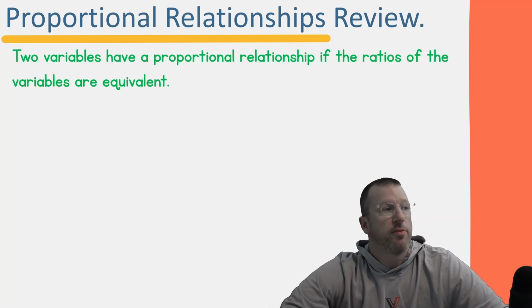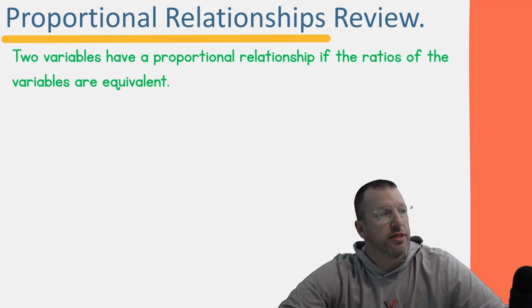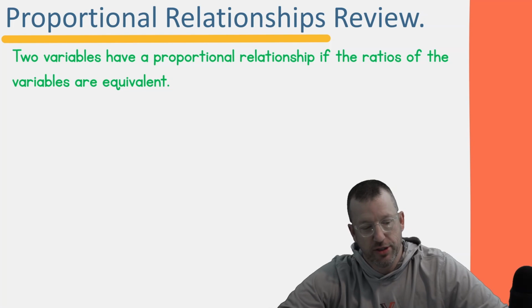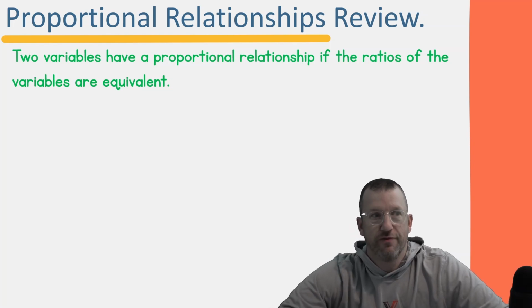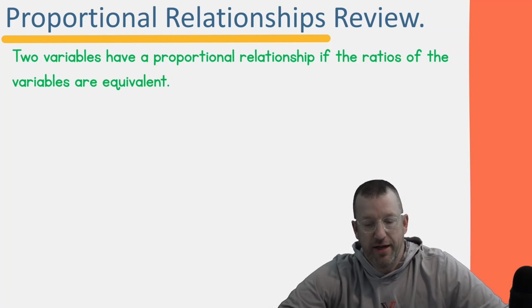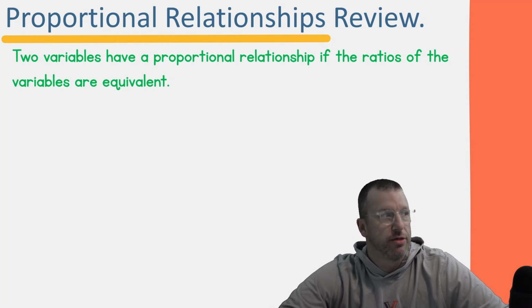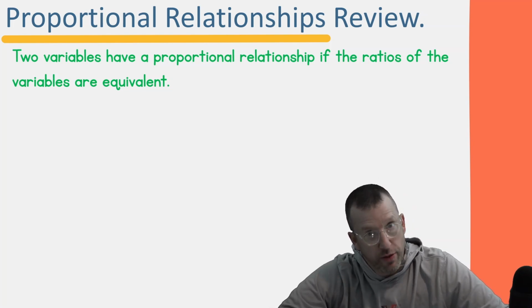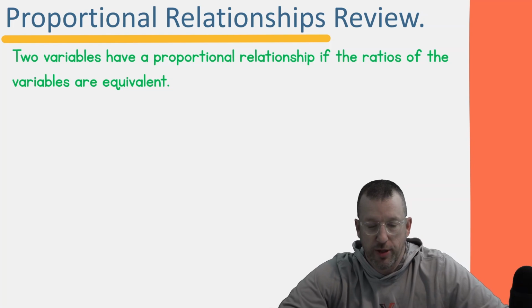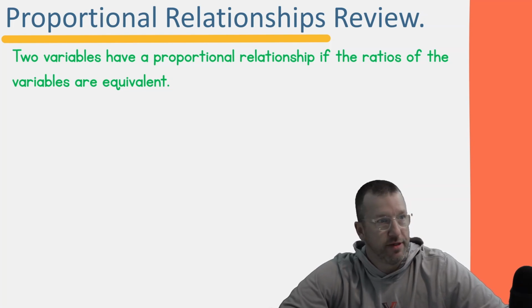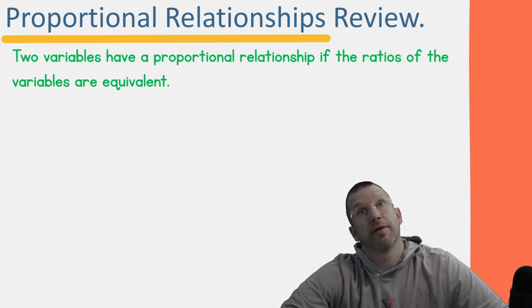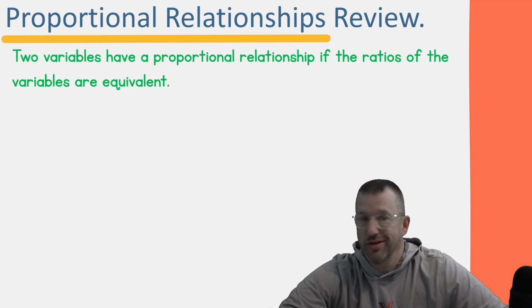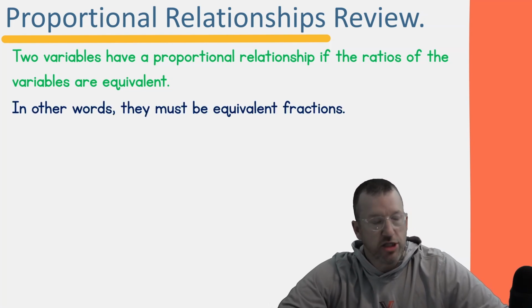So in order for a proportional relationship to be proportional, it's two variables if the ratios of the variables are equivalent. So think about them as fractions. If I had two different ratios and I simplified them down to the simplest terms, those fractions would have to be equivalent. That's what makes them proportional. So in other words, if I multiply the top by something and the bottom by something different, not so proportional. They must be equivalent fractions.